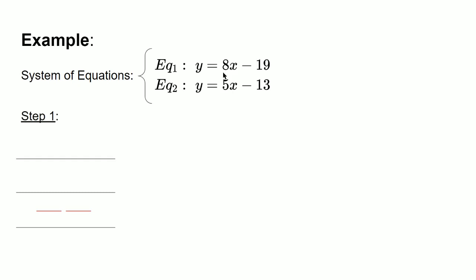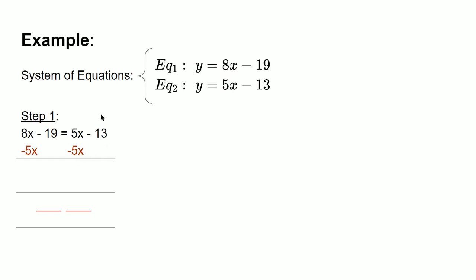For step 1, I'm going to take the right sides of each equation and set them equal to each other. And that's going to give us 8x minus 19 equals 5x minus 13. We've seen equations like this last semester. When we have variables on both sides of the equation, we need to move one to the other. I'm going to move that 5x, and since it's positive, I'm going to subtract it from both sides. So minus 5x on the left, minus 5x on the right. On the left, 8x minus 5x is going to be 3x.